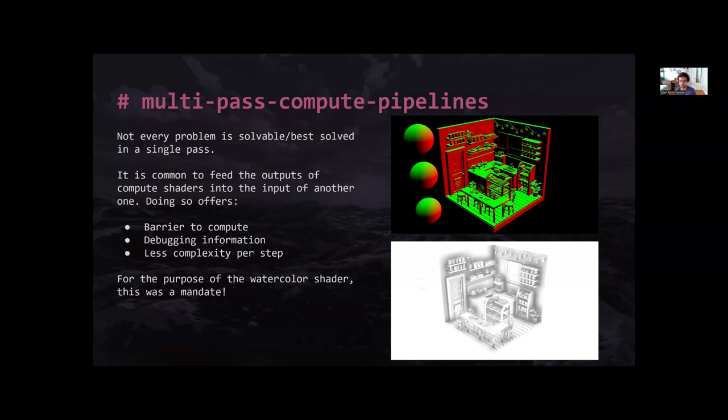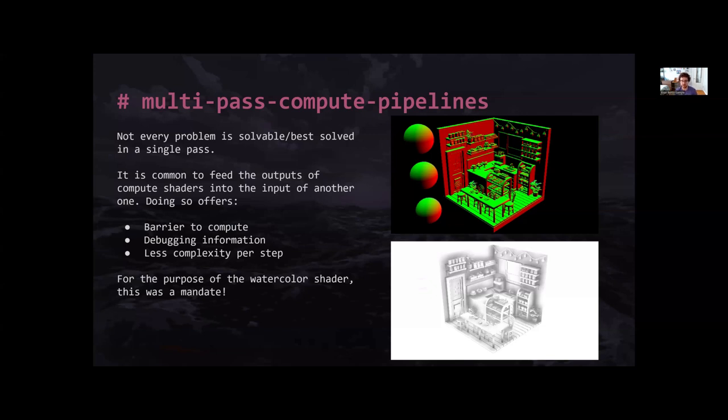One, it offers a barrier to compute. Sometimes in order to perform an algorithm, you need to ensure that this part of computing the output is done. You have to have that assumption, especially because we are working on a parallel system. We don't know if the other threads, the other workers, are done with that step. And sometimes we need data from that.